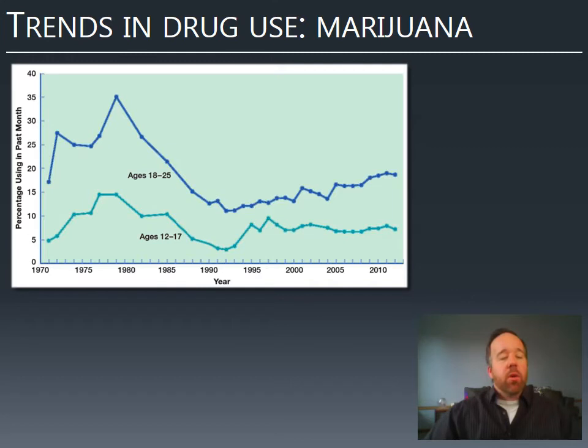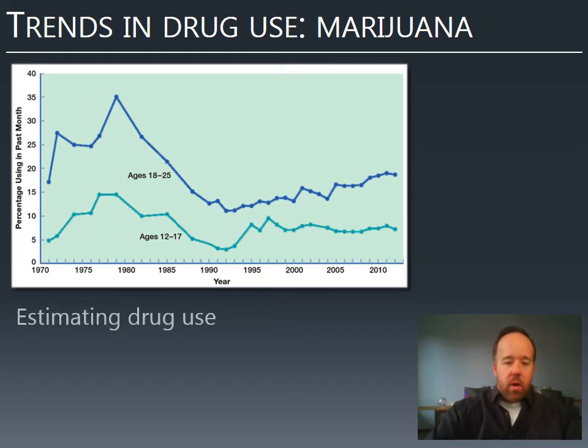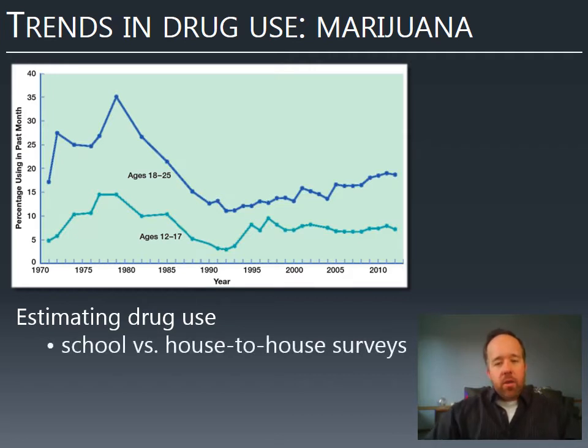So let's look at a particular drug, in this case, marijuana. And we can look in this figure from your book and look at trends in marijuana use across 2 different age groups over the last 40 years. So again, these are estimates of drug use, and these data highlight, again, the importance of our data collection methods.